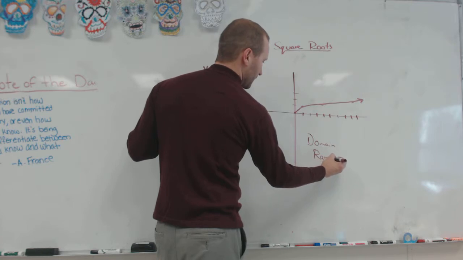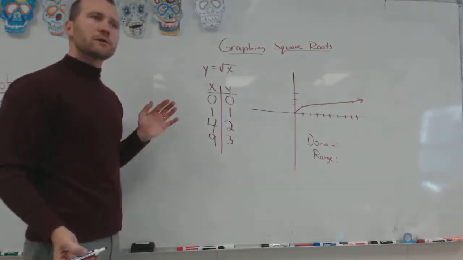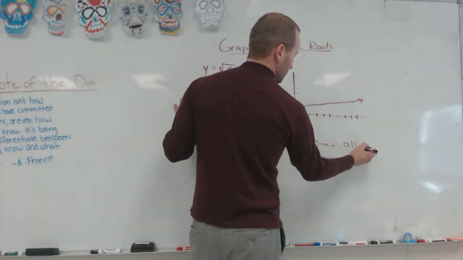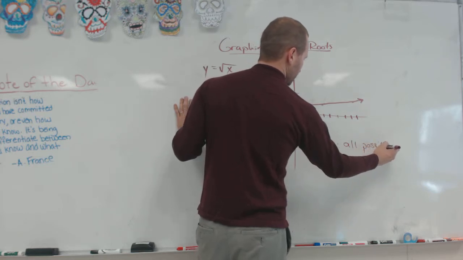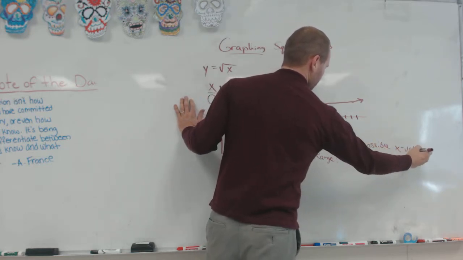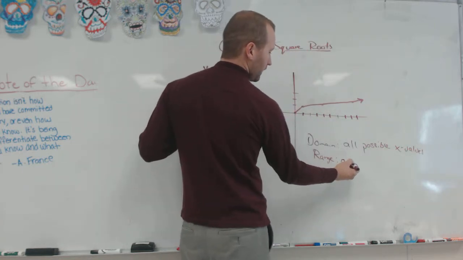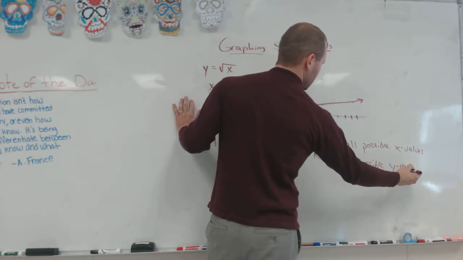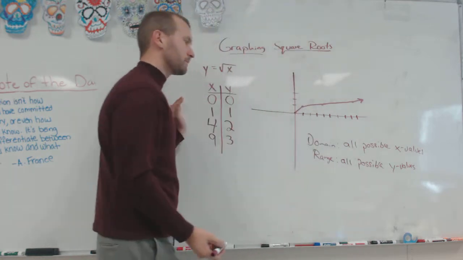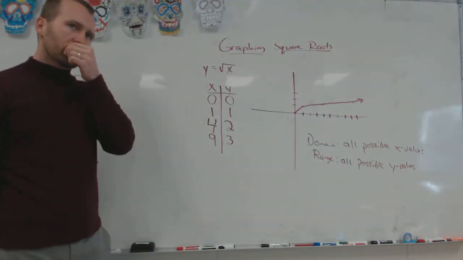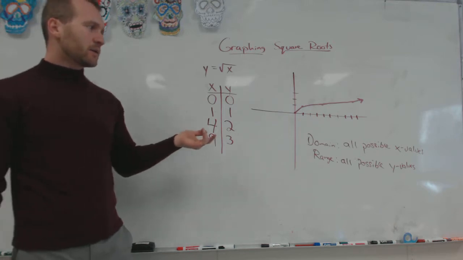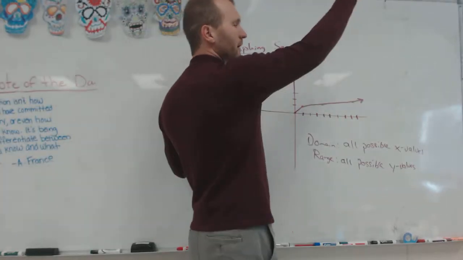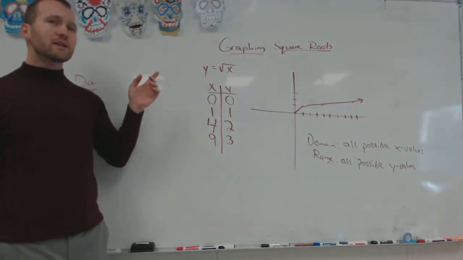So do you guys remember what domain and range mean? The domain of a graph or of a function is all the possible x values. And the range is all possible y values. We're used to graphing lines where the domain and the range are all of the real numbers. A line extends forever in any direction. But with a square root, that's not true.